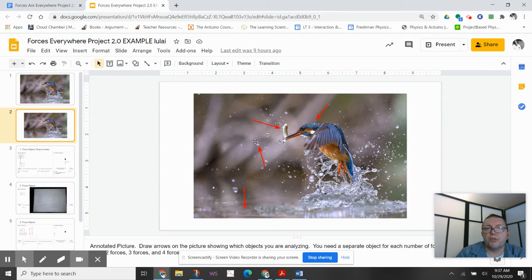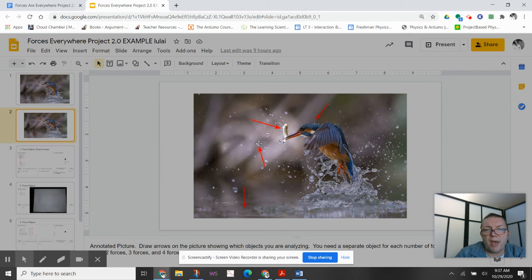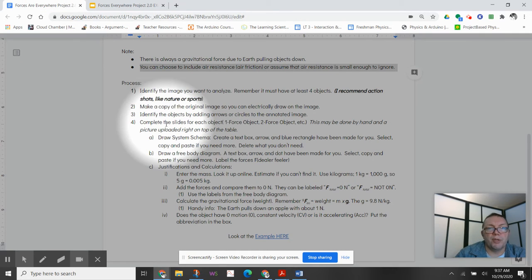Here the author chose to draw arrows to those. Instead of drawing arrows, if you want to, you can circle those objects, whatever works for you. But you notice that we have these things specifically chosen and highlighted. So now we have those objects and the person can show what they're doing on those things.